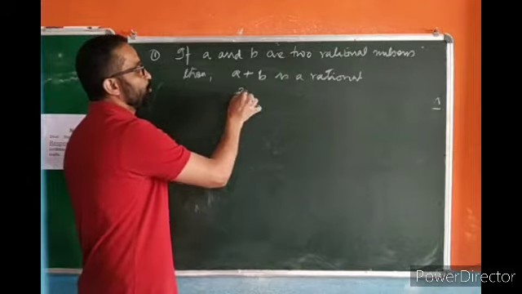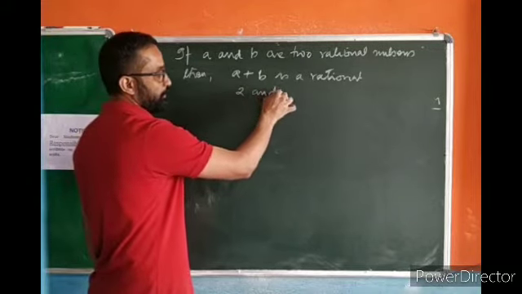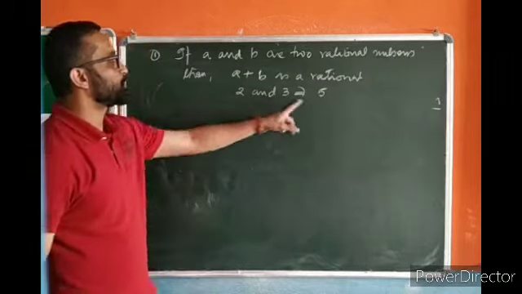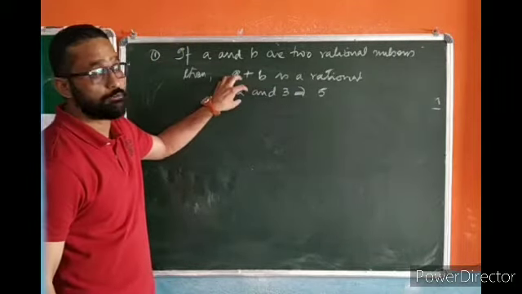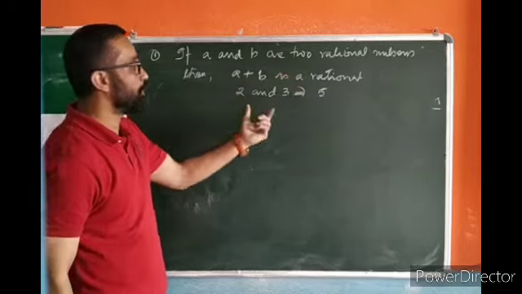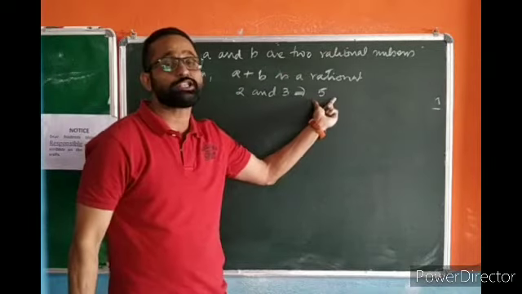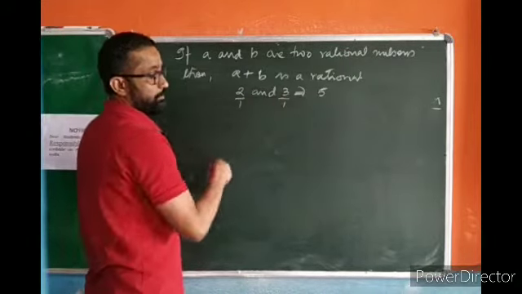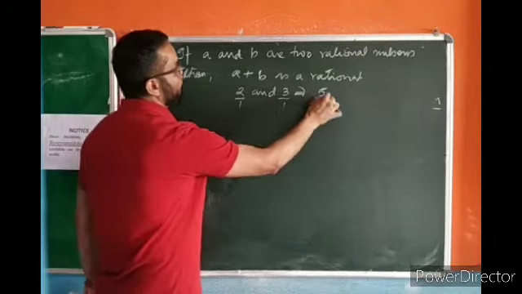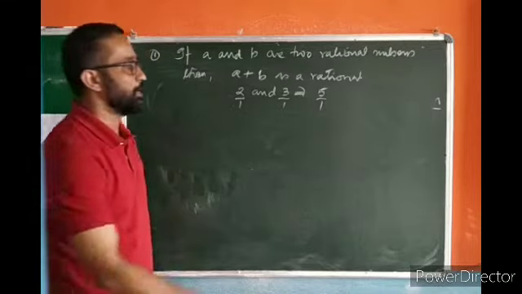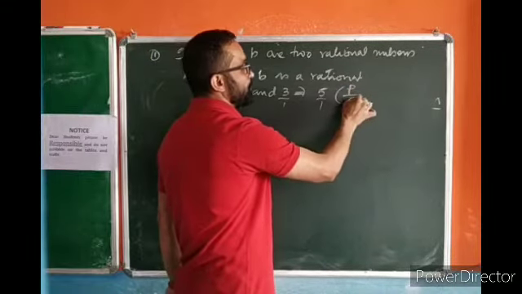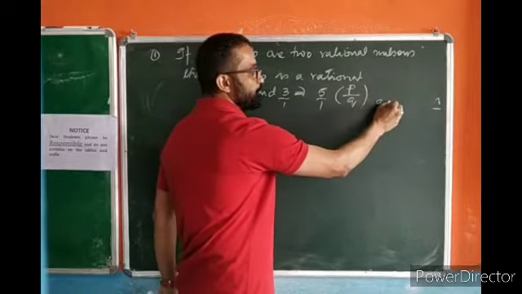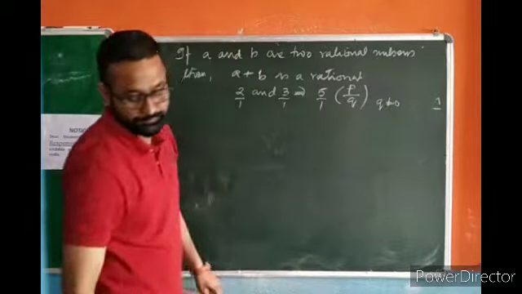Example, suppose you have 2 and 3. When we add it up, we get 5. 2 plus 3 is 5. 2 is a rational number, 3 is a rational number. Addition is also a rational number. 2 by 1, 3 by 1, 5 by 1. As I told you, a rational number is represented in the form P by Q, where Q should not be equal to 0.